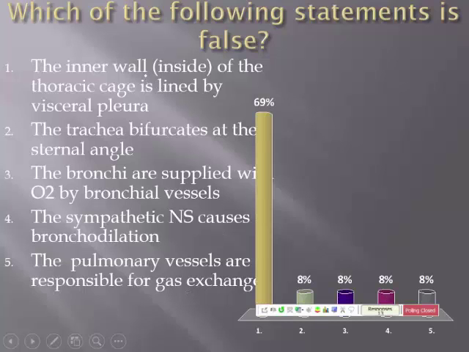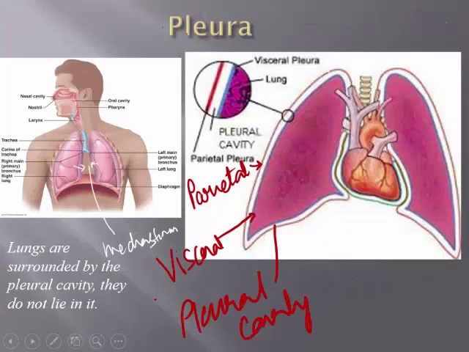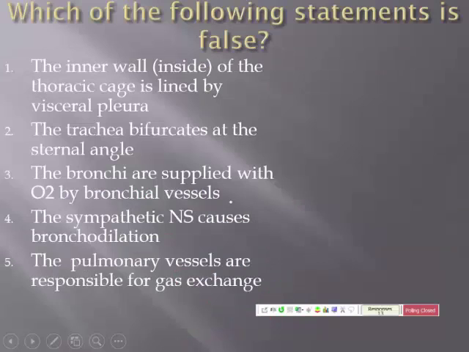Very good. Yes, the inner wall, the inside of the thoracic cage is lined by parietal pleura. Remember, it's the lungs which are lined by visceral pleura, not the inner wall of the thoracic cage. See, this is the inner wall of the thoracic cage, this part here, that's parietal pleura. It's the lungs which are lined by visceral pleura. Here, this is the inner part of the thoracic cage, parietal pleura. All of the other statements were correct.